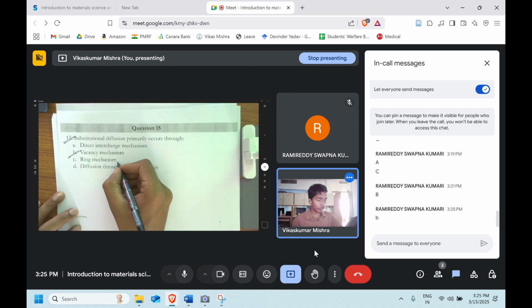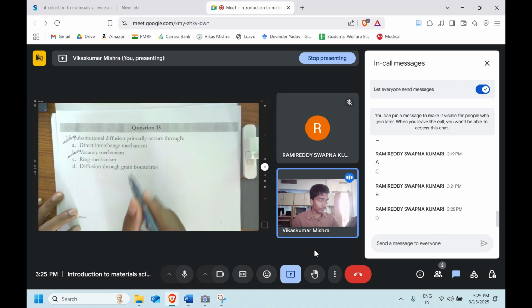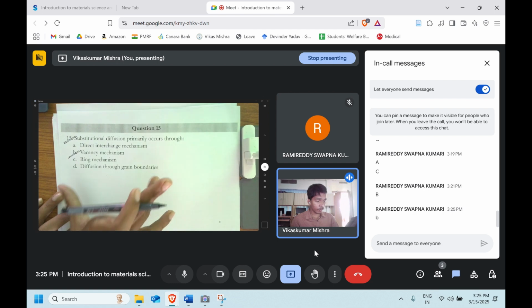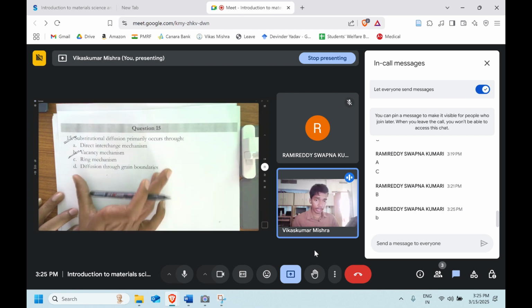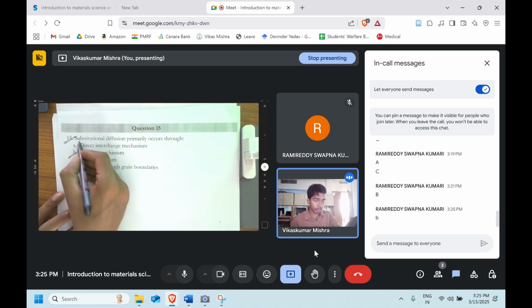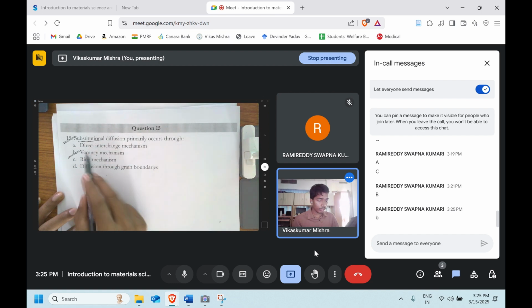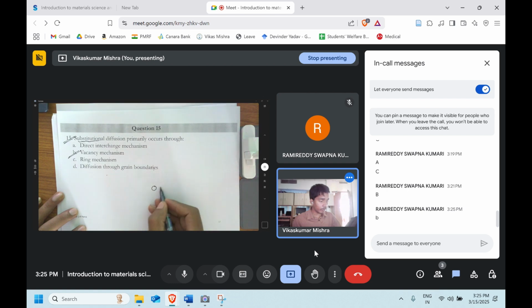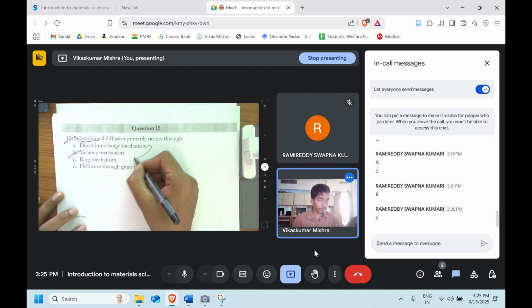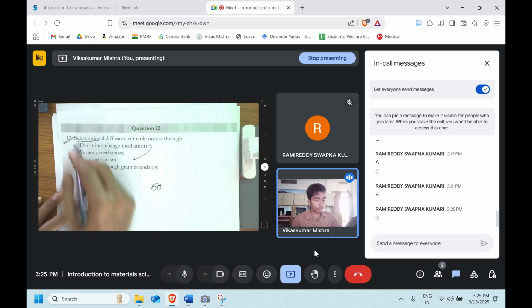The ring mechanism requires high activation energy, that's why it's not feasible. And diffusion through the grain boundary? No, it's not. See, this is a feasible diffusion mechanism, but it's not substitution. And the direct interchange mechanism, they're saying A is there, B is there, they will interchange. This is even more complicated than the ring mechanism. So the only right answer is option B.